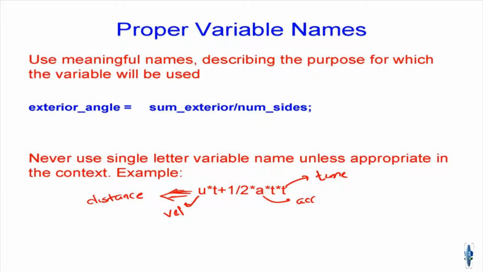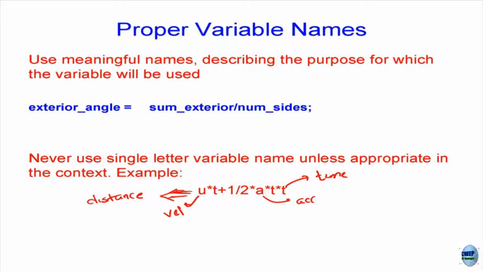Right? We don't want to be a plastic program. It's already a lot of trash sitting out there. And therefore, we use things like exterior_angle, as in the last intro lecture, and never use a single-letter variable name unless appropriate in the context. Otherwise, you'll find it unreadable.